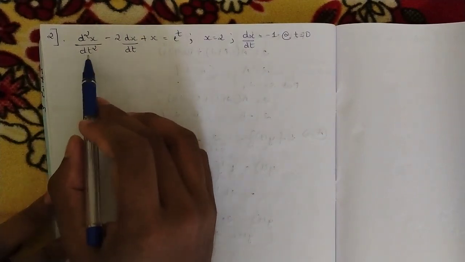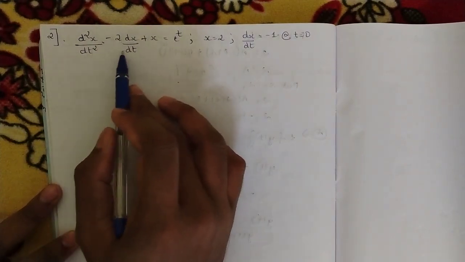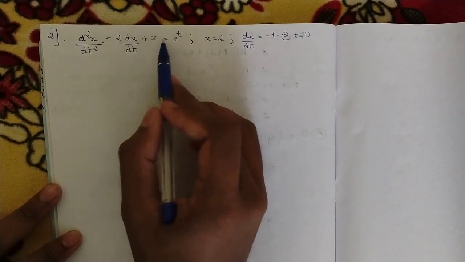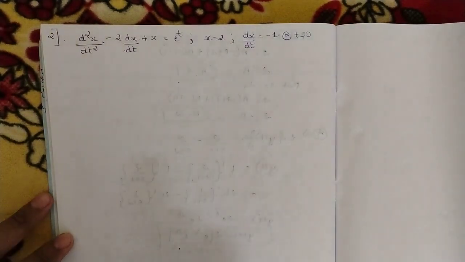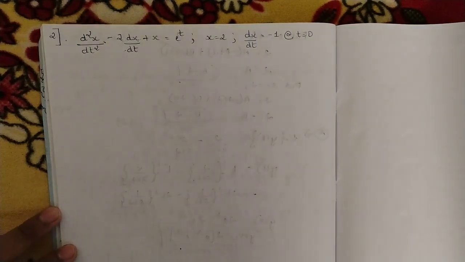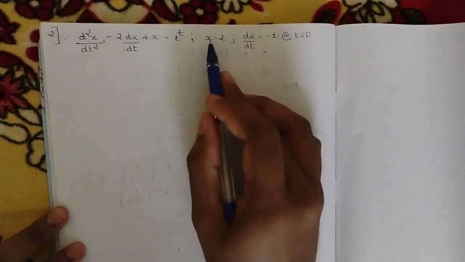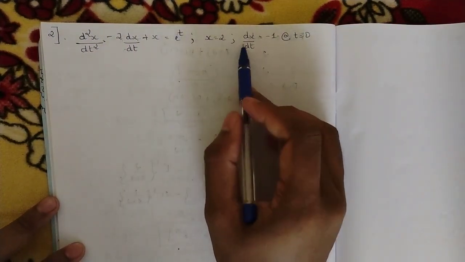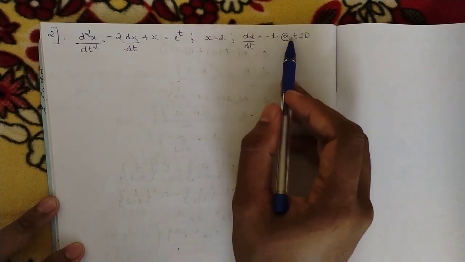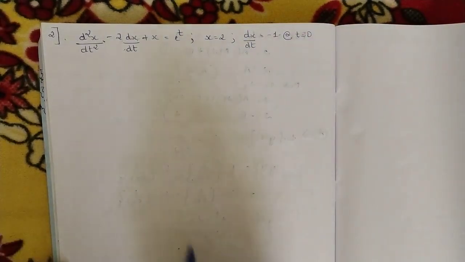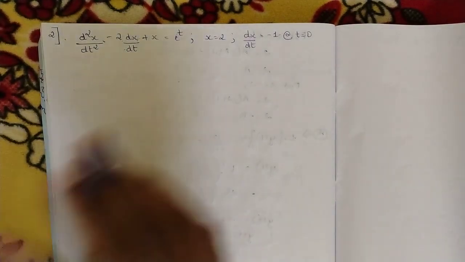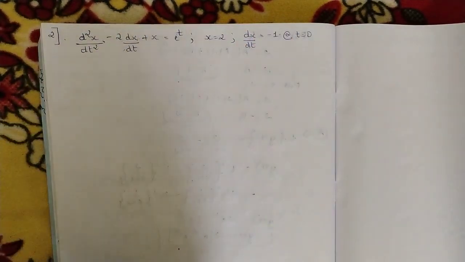d square x by dt square minus 2 dx by dt plus x is equal to e to the power t. Okay. So here is the question where they have given the values of x as x is equal to 2, dx by dt is equal to minus 1 at t is equal to 0. Okay. So here the question is a bit twisted. This question also could be framed like this.